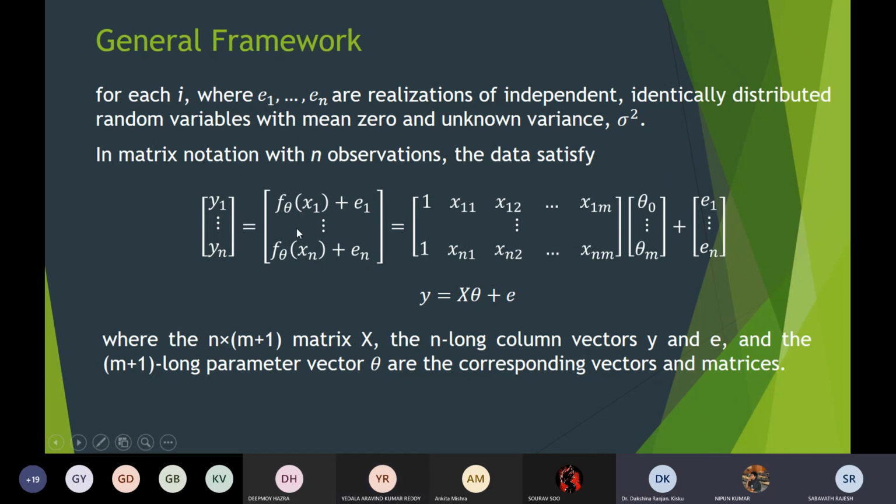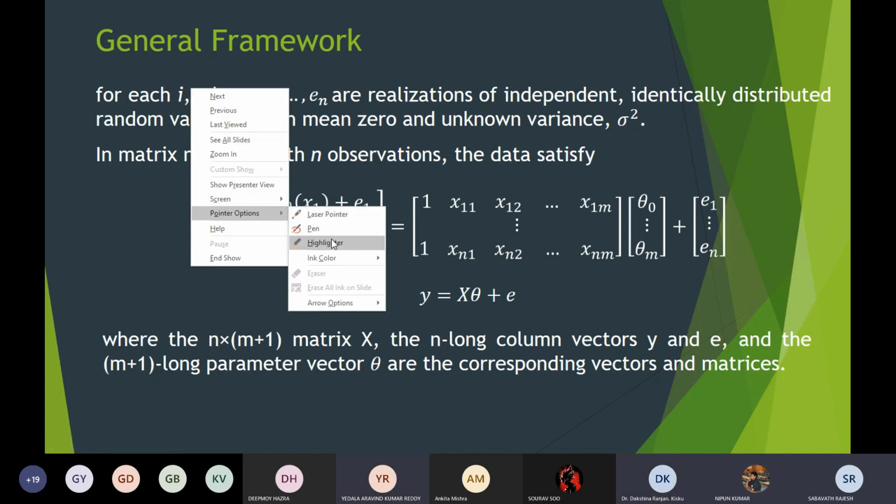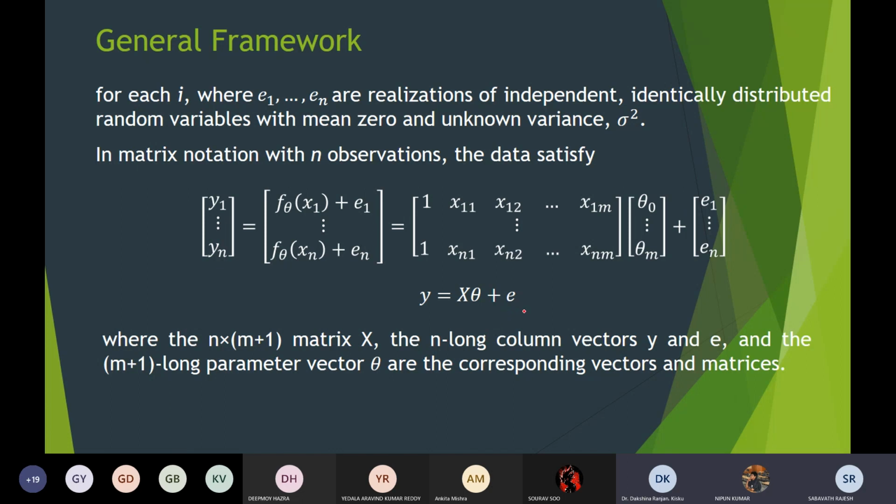Now, if we further explain this framework in terms of explanatory variables or independent variables and the model parameters, then this would be reduced to this formation, meaning y equals capital X theta plus e. In other words, we can write this formulation in a compact way: y equals capital X theta plus e.